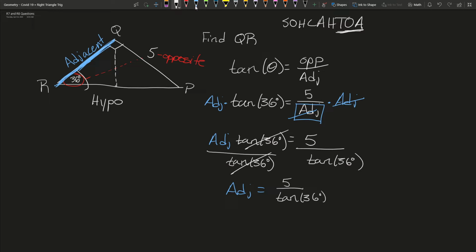Why do you use adjacent instead of hypotenuse? We're using adjacent because, one, that's the side we're trying to find. And hypotenuse isn't involved in the tangent. It's not a part of the tangent ratio. Okay, so tangent is by definition opposite over adjacent. So our denominator is adjacent because it just goes along with tangent.